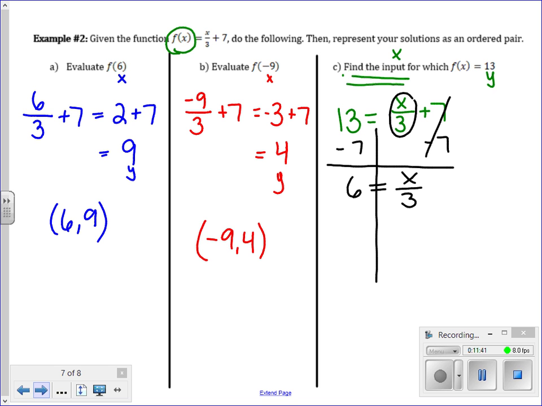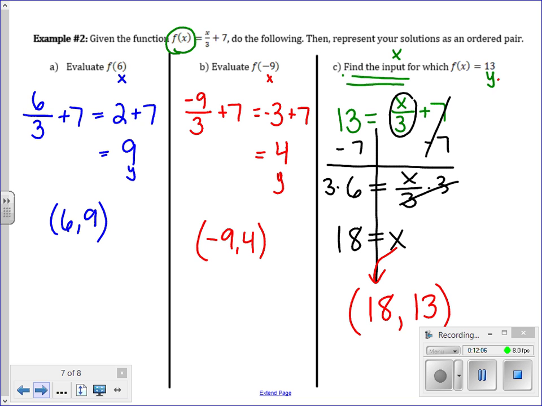Now I have the fraction all by itself. I need to move the denominator, which I do by multiplying both sides by 3, which gives me 18 equals x. That's a really good thing. I now know the x value that corresponds with the y value of 13. So when I write my ordered pair, I'm going to take this x value and put it first, 18, comma, 13.